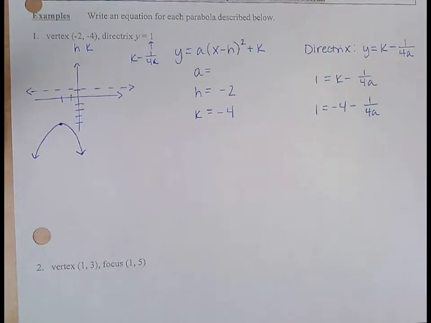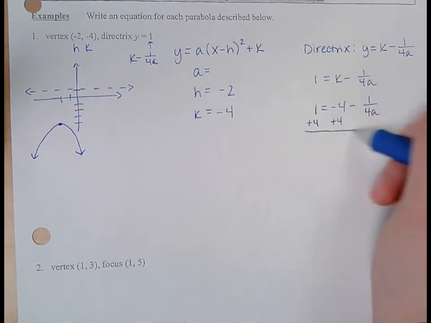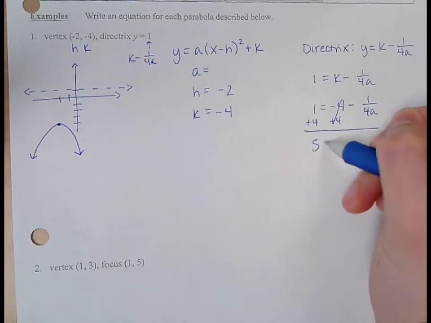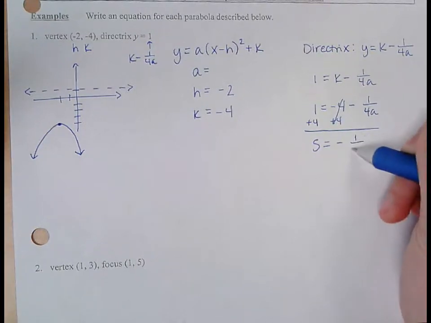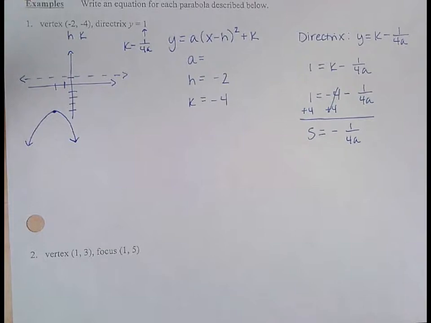What would you do first in this equation to solve for a? Add 4. So 5 equals negative 1 over 4a. What would I do from here to solve for a?